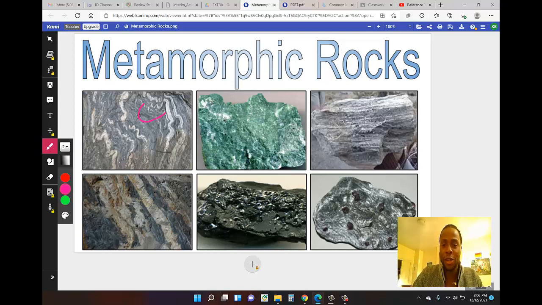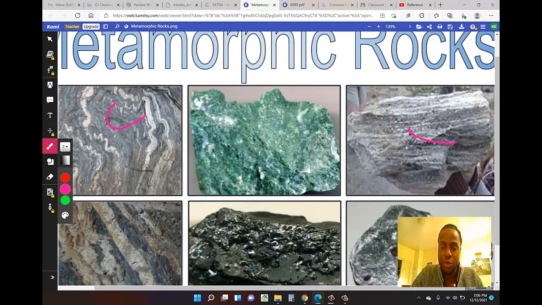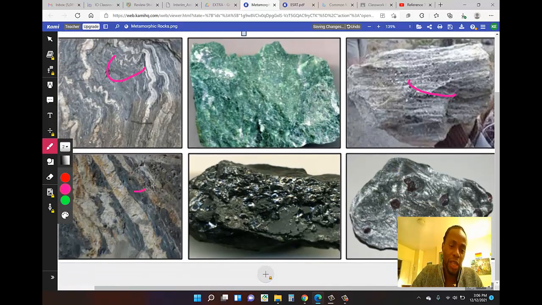If you look at this here, and if you zoom a little bit closer, you see those beautiful lines that are being formed. If you look at these here as well, those are the alignments that we are talking about. So those rocks, we can say they are foliated. Okay, and then for these other guys, you see that they are not foliated, which means they are just uniform.